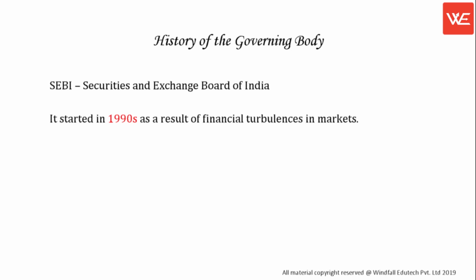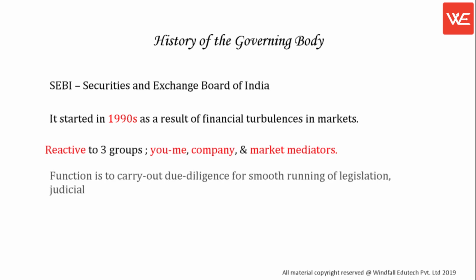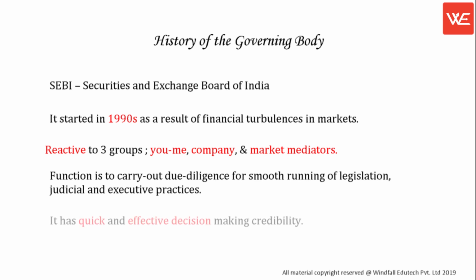History of the governing body. SEBI, Securities and Exchange Board of India. It started in 1990s as a result of financial turbulences in markets. Reactive to three groups: UMI, company, and market mediators. Function is to carry out due diligence for smooth running of legislation, judicial and executive practices. It has quick and effective decision-making credibility.